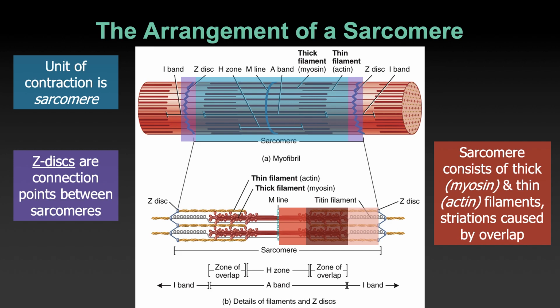But even that is simplistic. We're thinking only in 2 dimensions at this point. I'll show you how this is different when we look at it in 3 dimensions. But myosin is in the middle. Myosin is the thick, heavy filament, and actin sandwiches it between it.